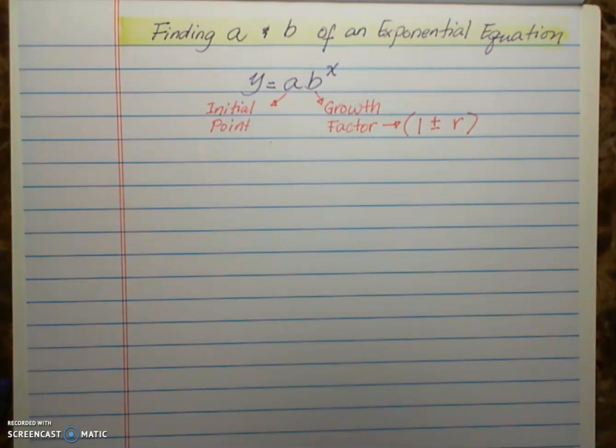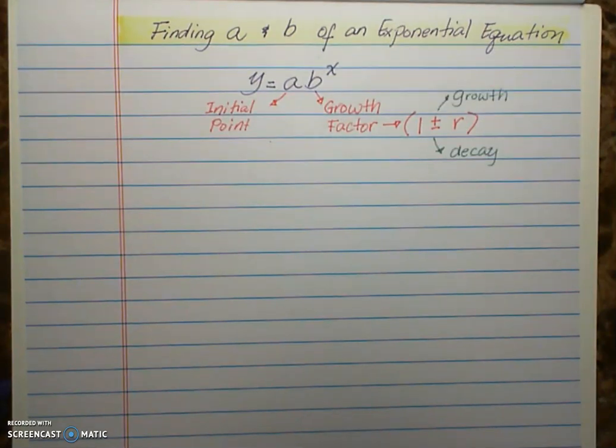Just to further emphasize, the growth factor, or the b, is actually made up of two components. The first one is a constant of 1, plus or minus the rate: plus if it's growth, and minus if it's decay. Although this is how b is broken down, for this particular video our focus will merely be on the initial point and the growth factor. X represents time. And lastly, y is your answer, or we can sometimes call it your function.